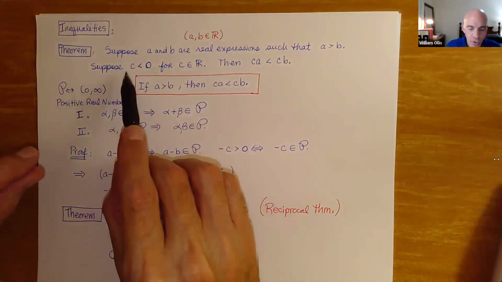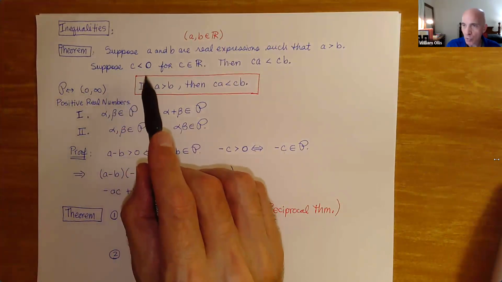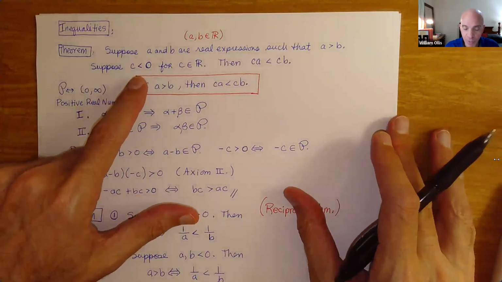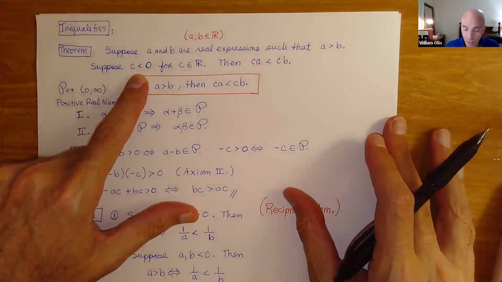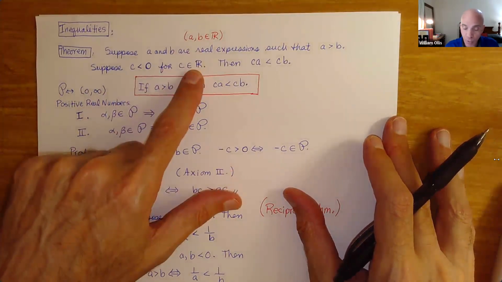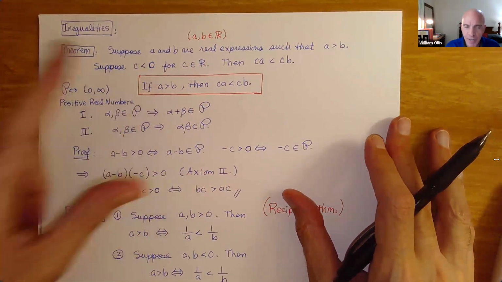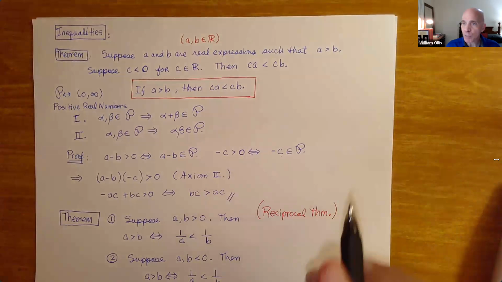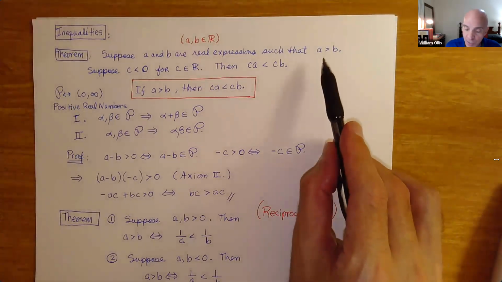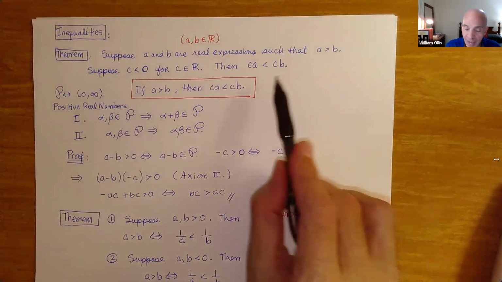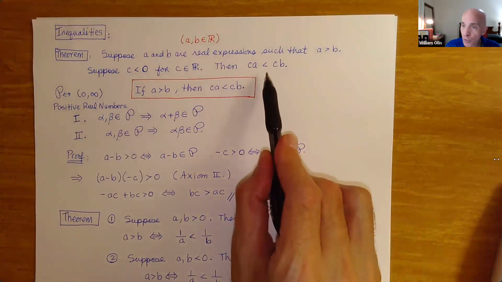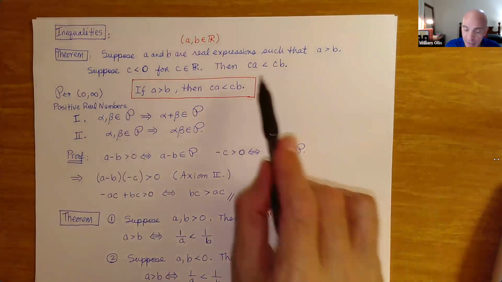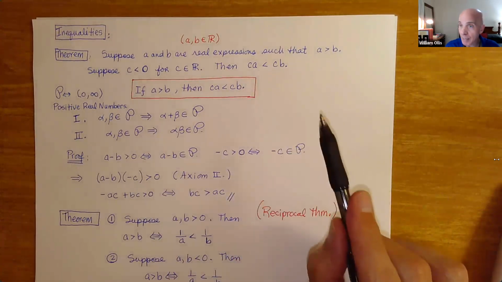So we have that premise, A is greater than B. And then suppose we take some expression or number, C, that's negative. So remember, when we say something is negative, we say that it is less than 0, okay? Again, all real expressions, A, B, and C. But then, of course, if we multiply the inequality by an expression or number that is less than 0, we remember that that particular operation will reverse the order of the inequality. So if we have A is greater than B, then CA should be less than CB.